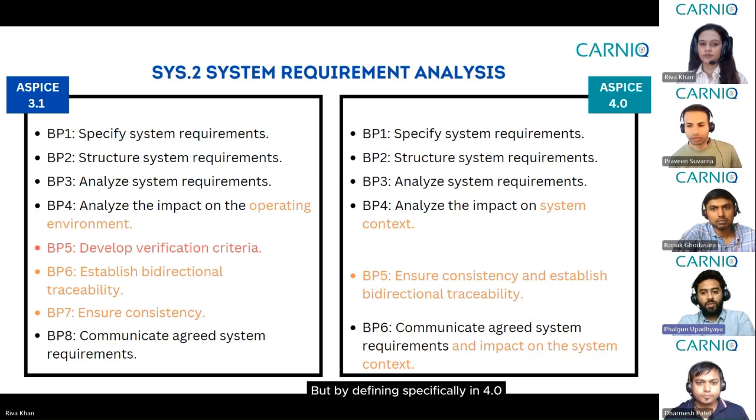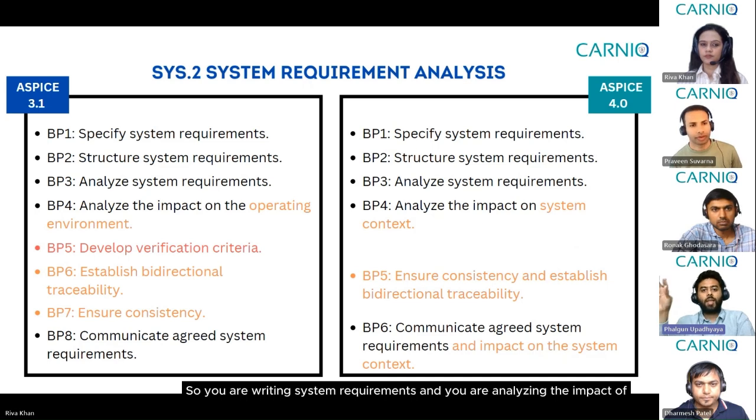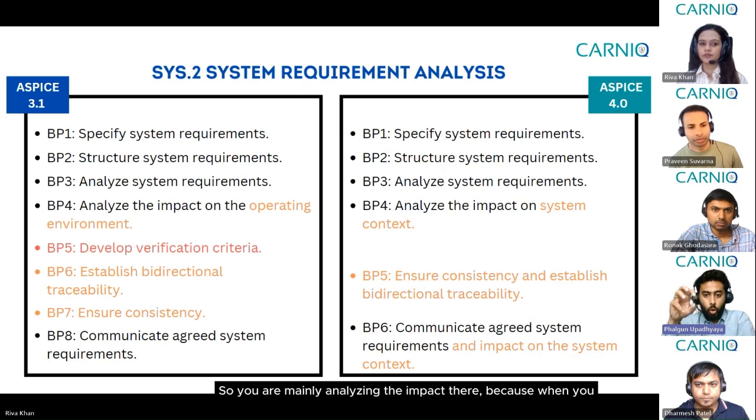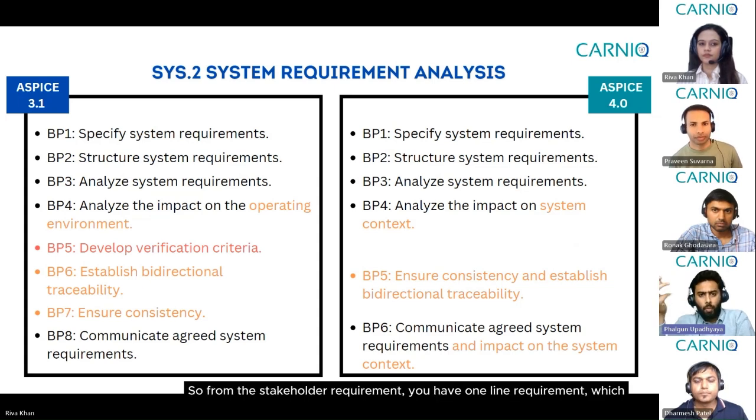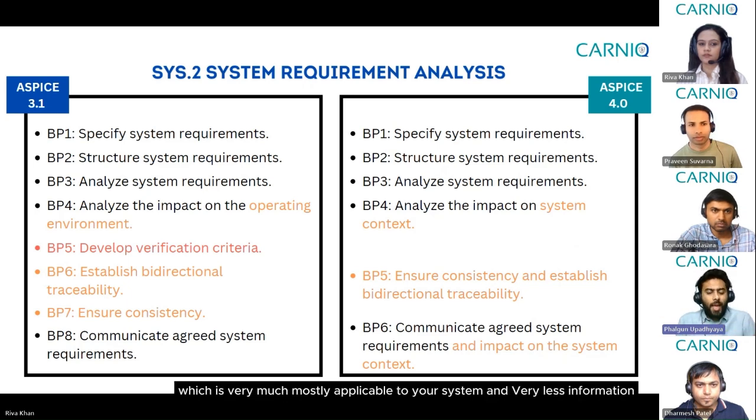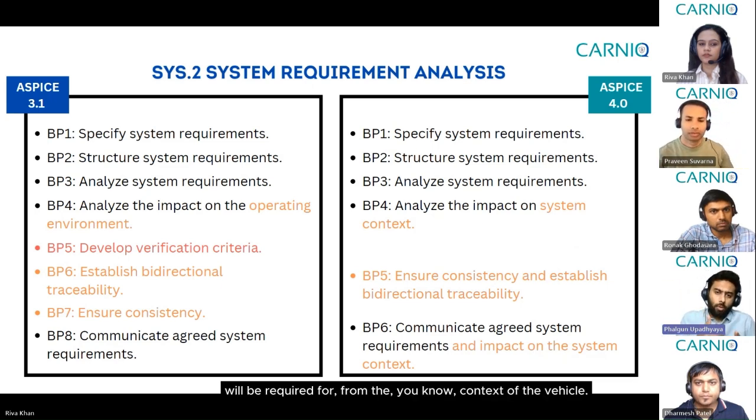But by specifically defining the system context in 4.0, it makes things very much clearer. So you are writing system requirements and you are analyzing the impact of those requirements on your system. Your system includes, of course, the hardware, mechanical, software, etc. So you are mainly analyzing the impact there. Because when you are deriving the system requirements, you are implicitly deriving something. From the stakeholder requirement, you have a one-line requirement, which will then be subdivided into multiple system requirements, which is mostly applicable to your system, and very little information will be required from the context of the vehicle.